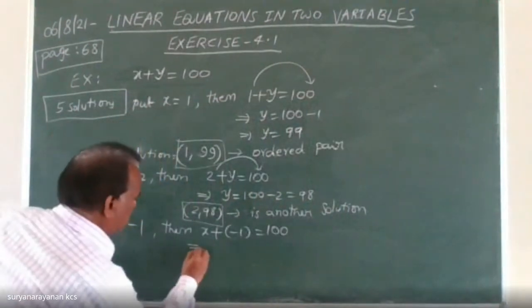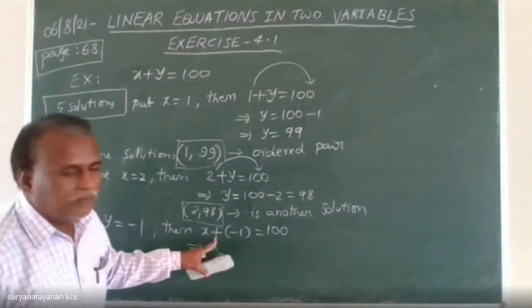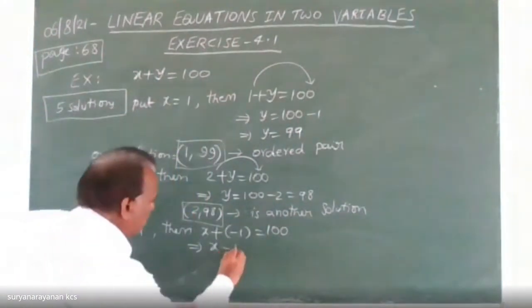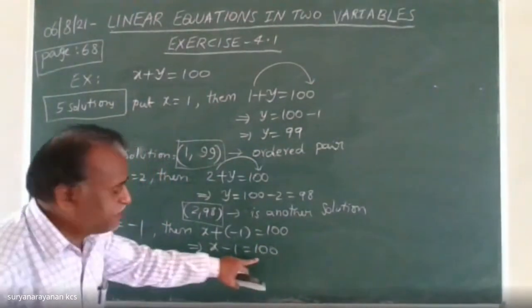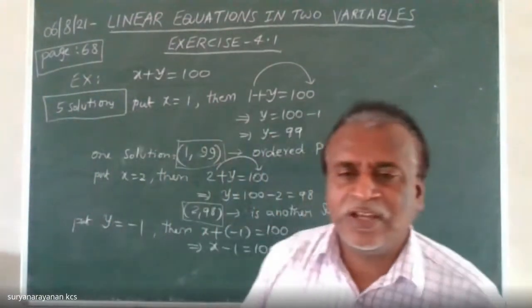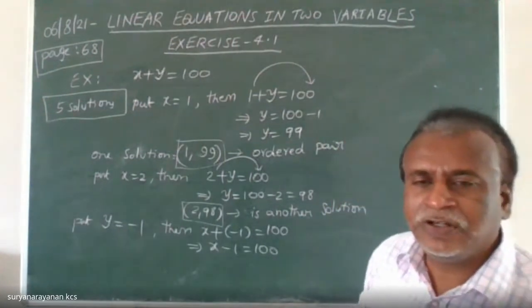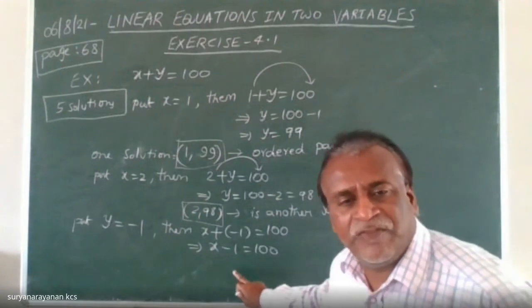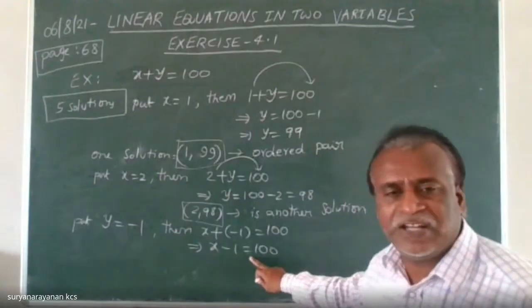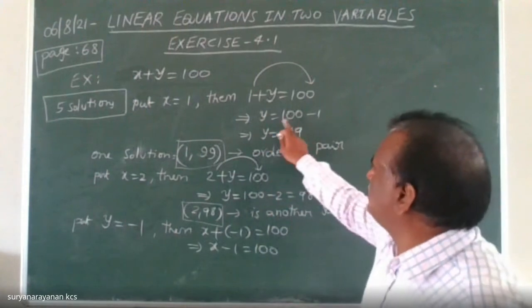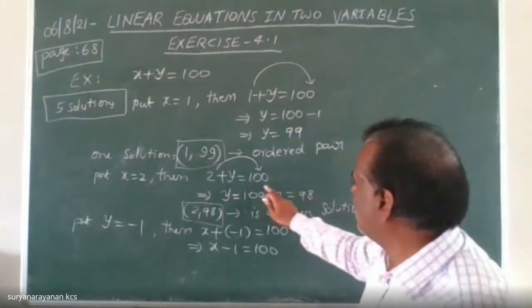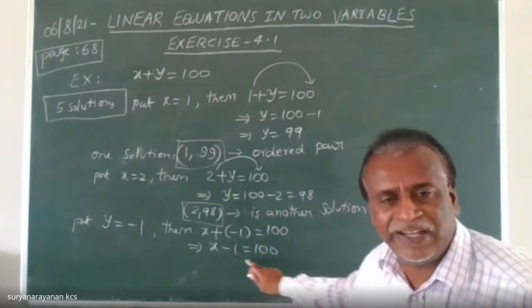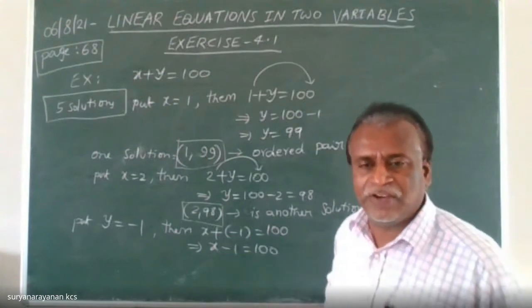Okay. Then what do we get? x plus into minus. Minus, sir. Yes, minus 1. x minus 1 is equal to 100. If you observe this equation in this step, this is a simple equation in x. As we got a simple equation in y, here also we got a simple equation. Similarly, we got a simple equation in x. Now solve this equation.